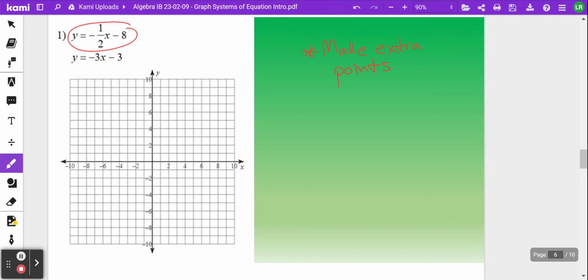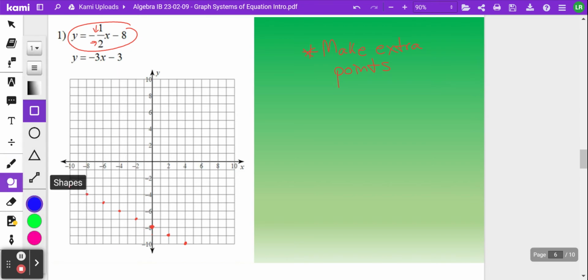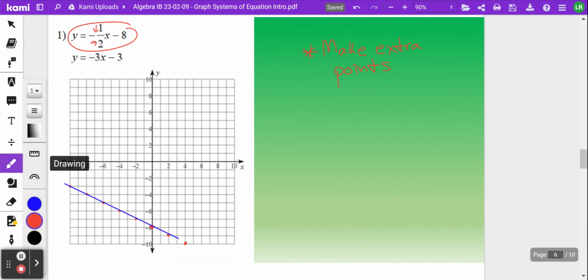It's already in slope-intercept form. So the y-intercept is negative 8. And my slope is negative 1/2. Down 1, right 2. So from here, down 1, right 2. Down 1, right 2. And I'm going to follow that pattern the other direction. So I'm filling my graph with data points from that particular line. Go ahead and connect it. I want a line. There we go. One of those red dots is going to be my data point.